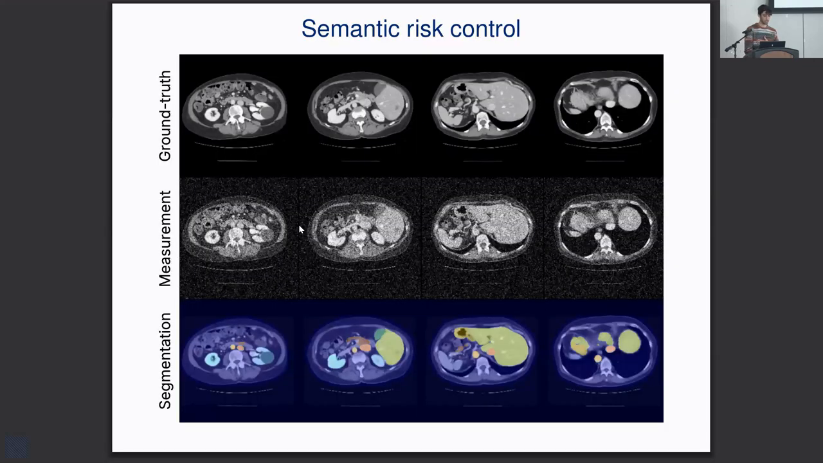So for example here, ground truth, measurement, and a segmentation on top of the reconstructed images. Importantly, the segmentation needs to be going through the reconstruction, right? Because we don't know what the ground truth is at inference time. Okay, and here, for example, we segment 9 different structures: kidneys, aorta, inferior vena cava, gallbladder, liver, stomach, all those.